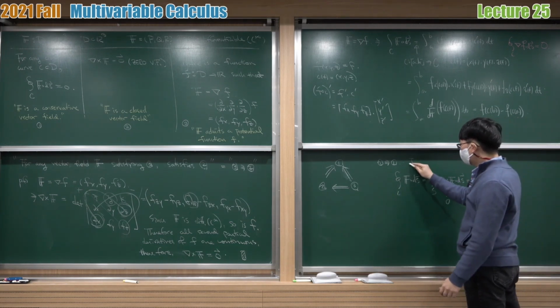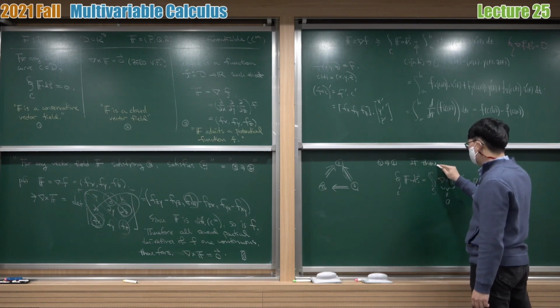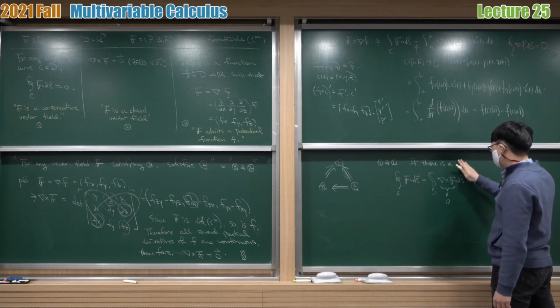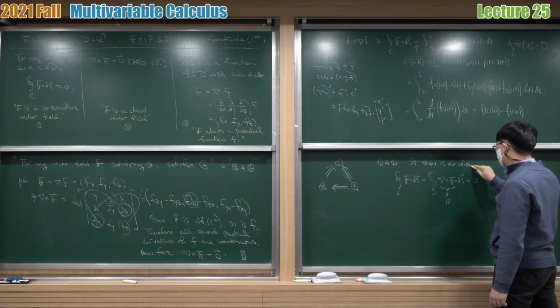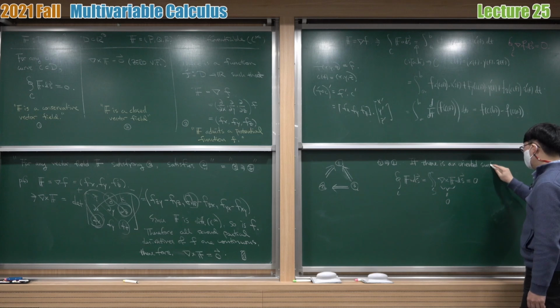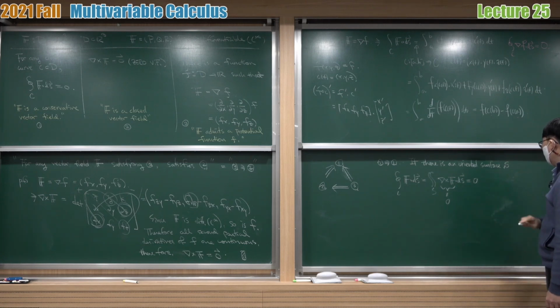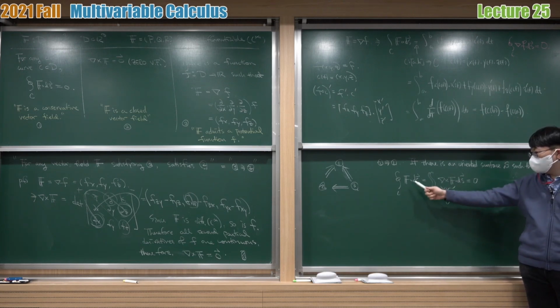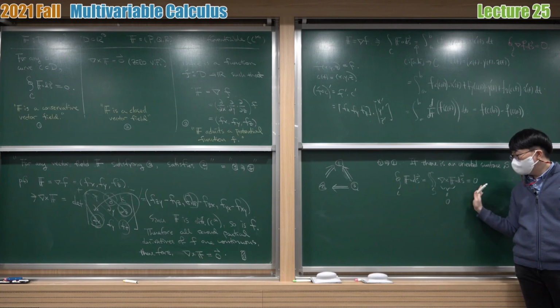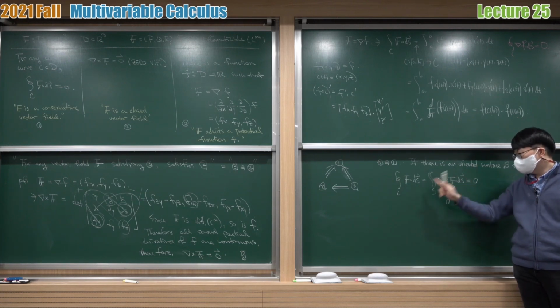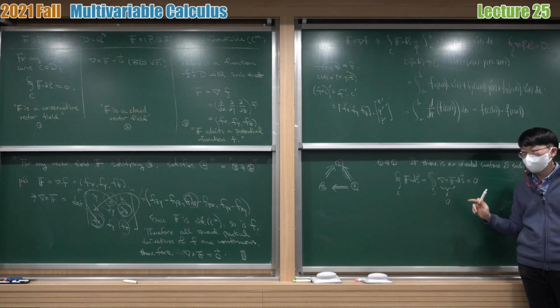So if there is an oriented surface S such that the boundary of S is equal to C, then we can say this. Therefore, assuming that this curl is 0 implies that for any curve C, the line integration over that curve C is equal to 0, right, by the Stokes theorem.